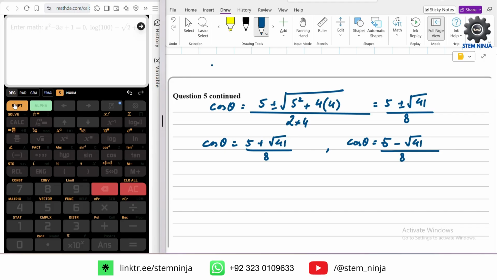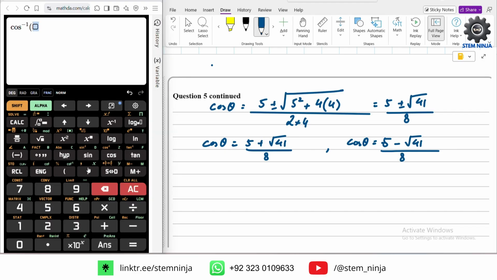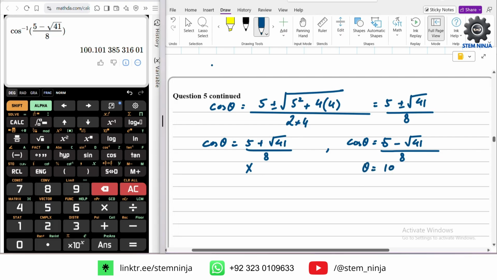So let's see which we have. So cos inverse of 5 plus root 41 divided by 8. Right, so basically this value is not giving us any solutions because this is going above 1. If we do the minus, yes, then we get a value, 100.1.